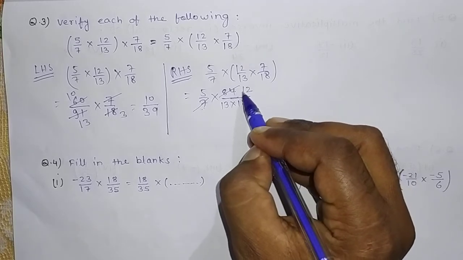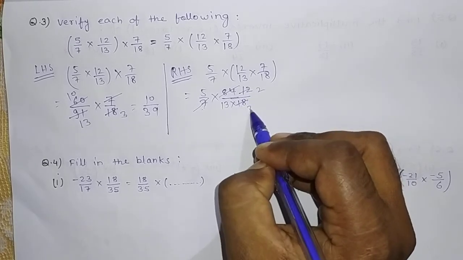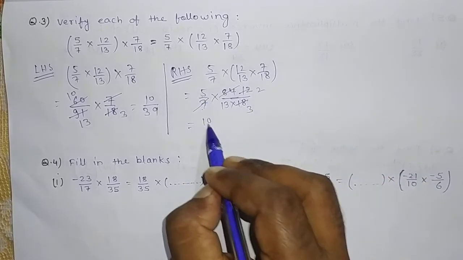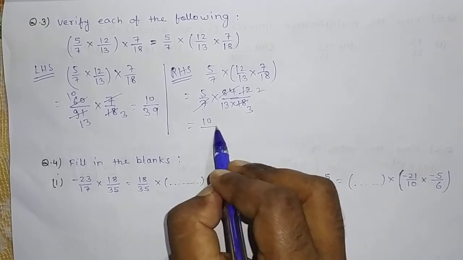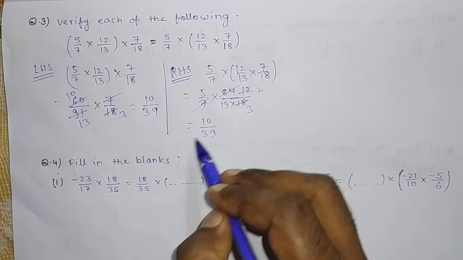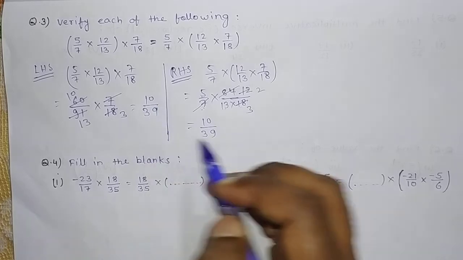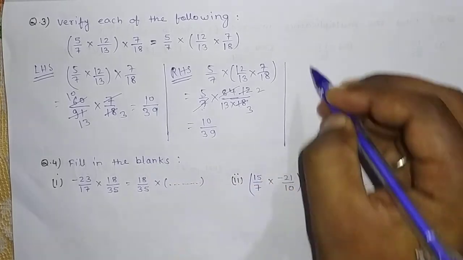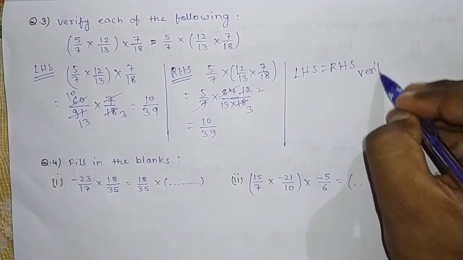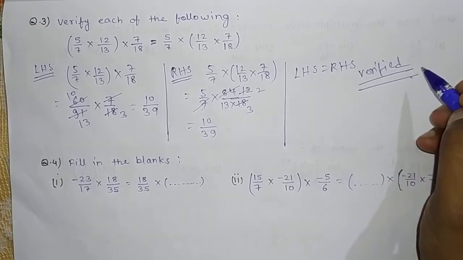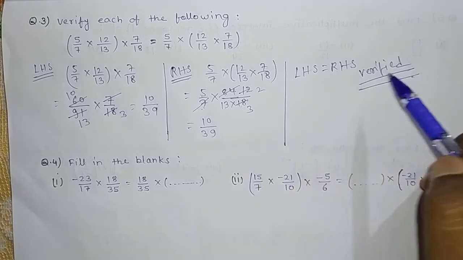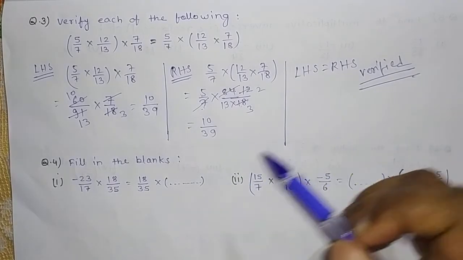Now 12 and 18 we can divide by 6, 6 2s are 12, 6 3s are 18. Again here we can write 5 into 2, that is 10, and 13 into 3, that is 39. Now 10 by 39. RHS is 10 upon 39. And LHS is also 10 upon 39. So here we can write LHS equals to RHS, and it is verified. This equation is correct because LHS equals to RHS. It is verified here. So now to question number 4.